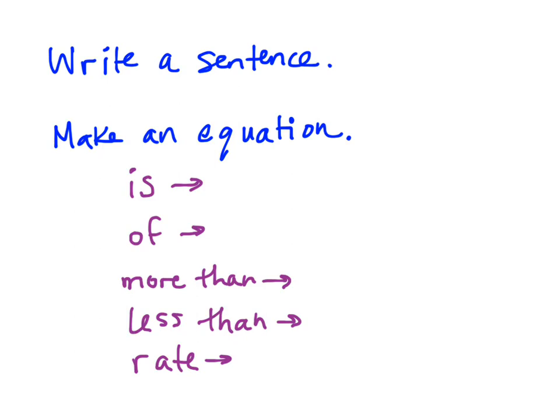All right, so you want to write a sentence using some of these words because they do have mathematical symbols that are associated, and as a summary, we've talked about, I think, all of these at this point. But the word is indicates equals, right? The word of indicates multiplication, more than indicates addition, less than indicates subtraction, and then the word rate often indicates some sort of a percentage. All right, so we could talk about a tax rate or a commission rate, something like that.